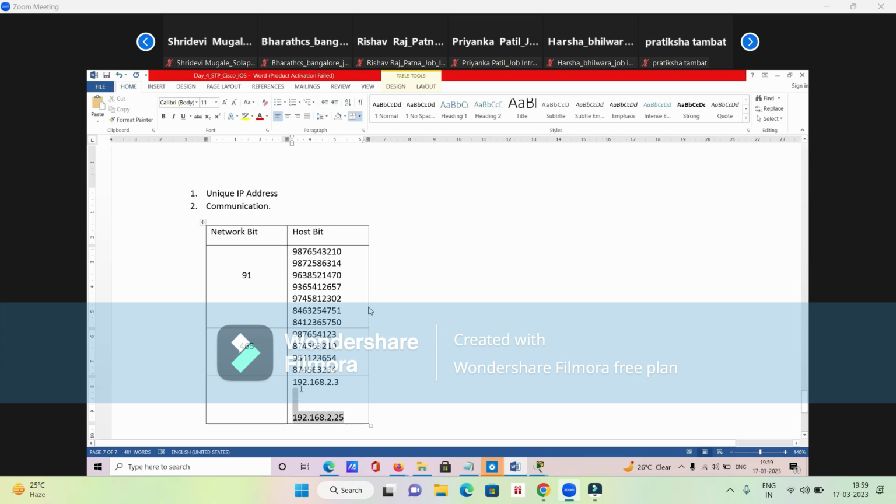Both the IP addresses will be able to communicate, will be able to ping each other if and only if they belong to the same network.